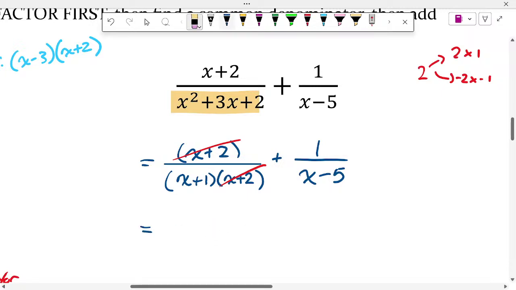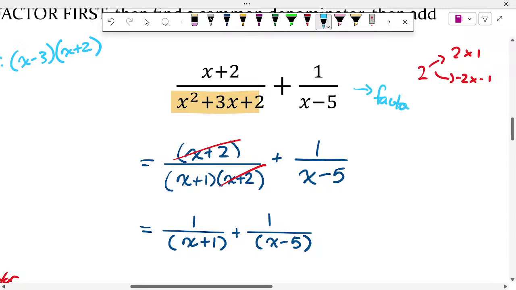What's on the top here now? 1. Yeah. Give me my straight line. 1 over what? Okay, and then what do we have over here? Okay, what's our common denominator going to be? So I'm just going to write a note up here that we factored to make finding the common denominator easier.